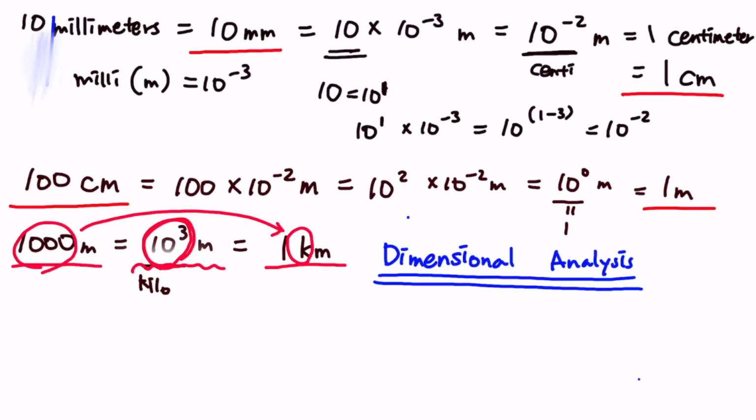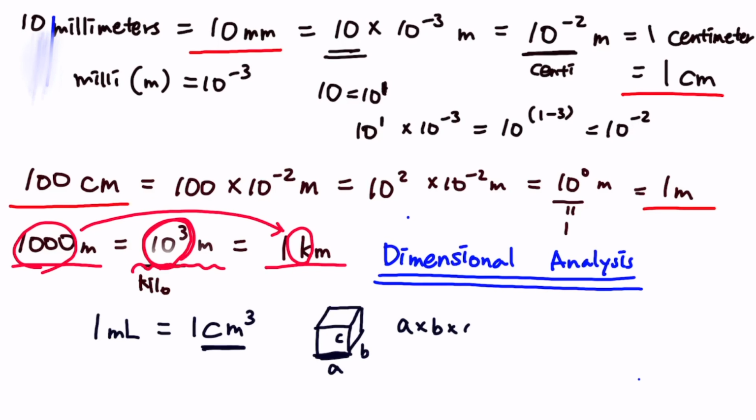And here's the one fact that I want you to remember. 1 milliliter is equal to 1 centimeter cube. So centimeter is a unit of length. If you cube it, then it could be used as a unit of volume, because in order to calculate the volume, you learned it from your math class. ABC, A times B times C is the volume of this cube, right? This is the volume. So if you have a cube, then that's a unit for the volume. So 1 milliliter is equal to 1 centimeter cube. That's one fact that I want you to remember.